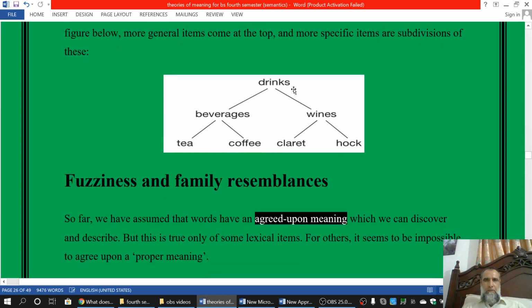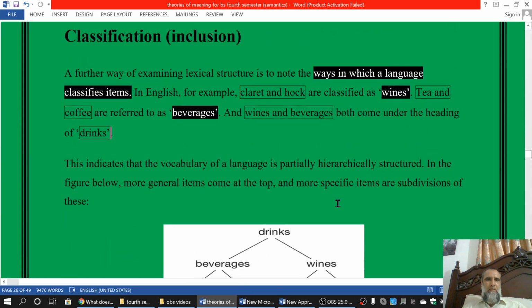For example, if you take these two, tea and coffee, they are a type of beverages. Claret and hawk, type of wines. Beverages and wines in turn are types of drink. And therefore this is a semantic field. All these words belong to the same semantic field.